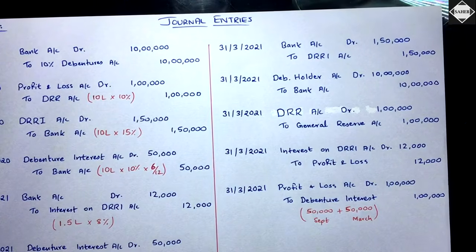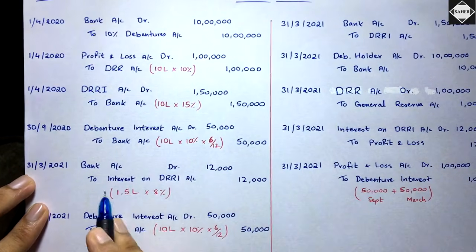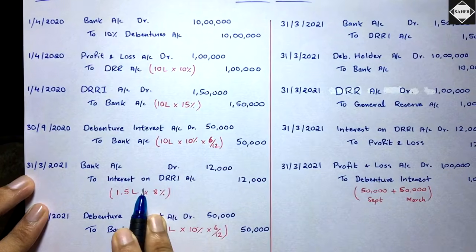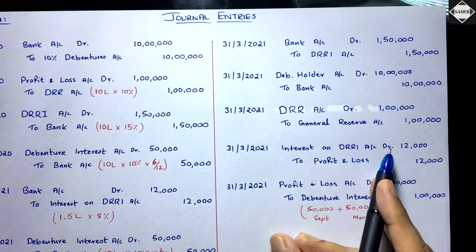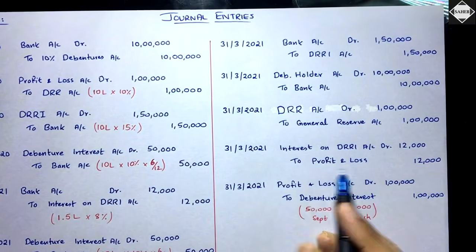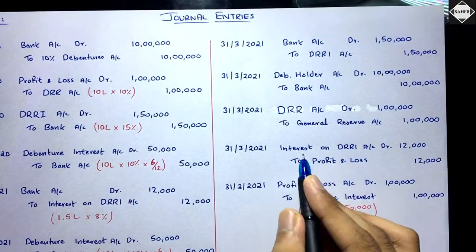Right. Then at last you have to close off the nominal accounts, the income and the expense accounts. We have here the income account, interest on DRI. This was credited over here. You have to debit that and close it off. Interest on DRI account debit 12,000, the same amount to profit and loss. So that account is closed. Which account? Interest on DRI.